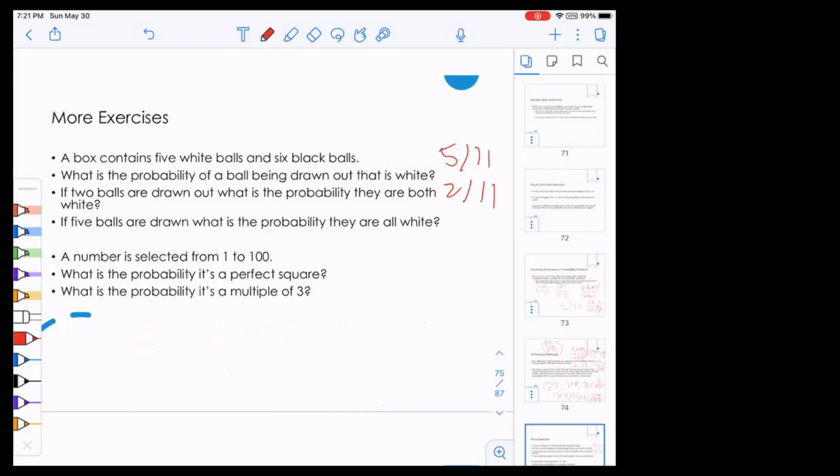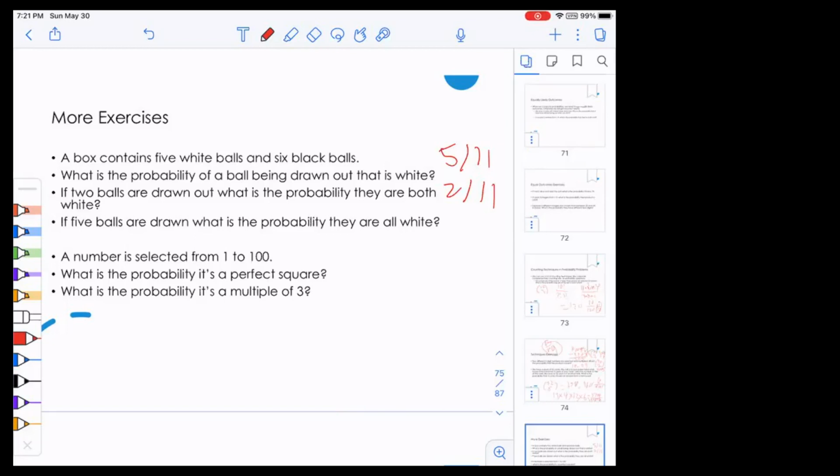This is using counting methods like complementary counting and all that stuff to find probability problems. And this is just practicing probability basically.